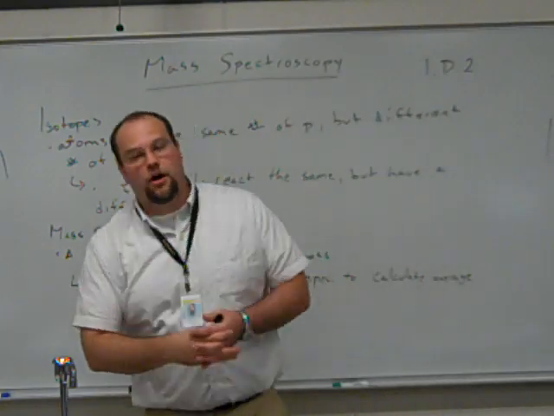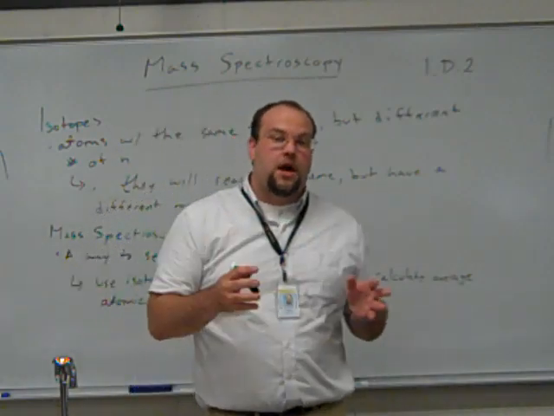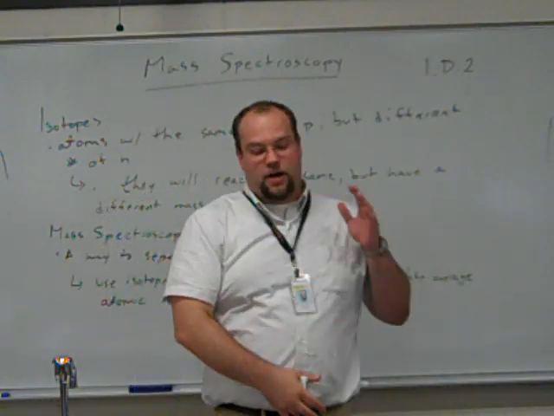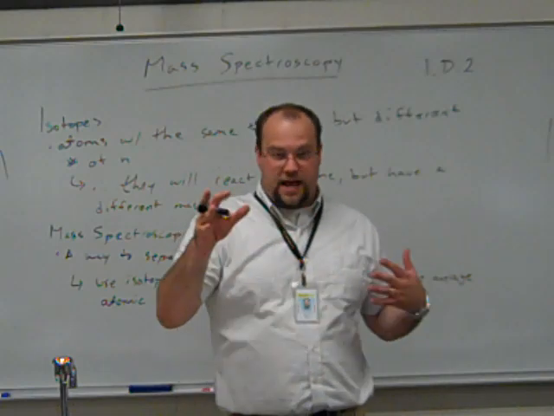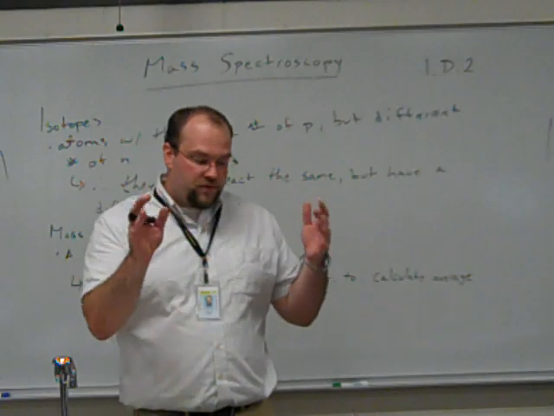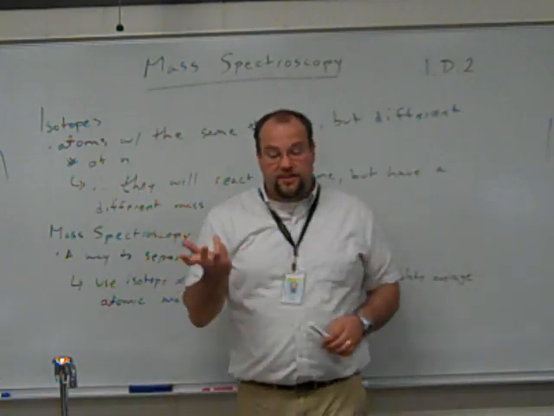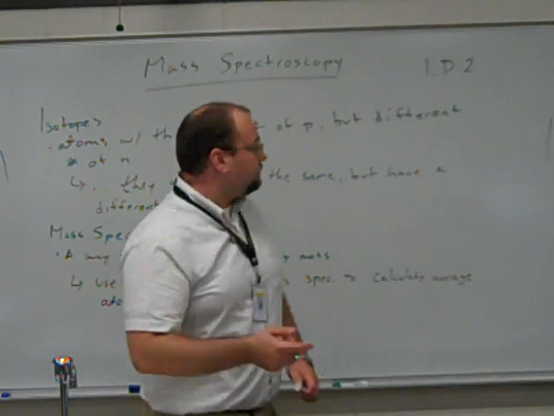Let's say isotopes of carbon. Different isotopes of carbon will have identical properties. So carbon-12 and carbon-13, those are their mass numbers, by the way. Carbon-12 has a mass of 12, carbon-13 has a mass of 13. Carbon-12 and carbon-13 will react the exact same way. They'll do everything the same way. One just weighs a little bit more than the other. All right?